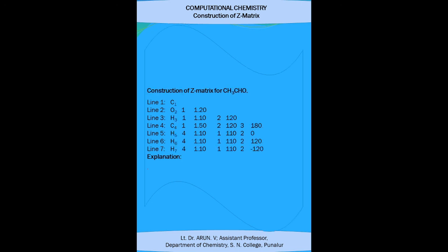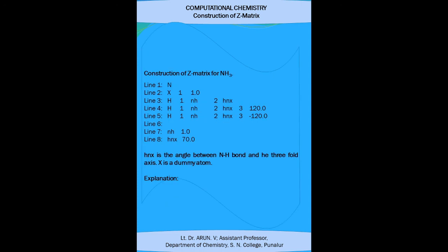This is the Z matrix for CH3CHO. Here we can see these lines, and the explanation is given to you, and you can explain from your own understanding. This is the Z matrix for the ammonia molecule, and you have to explain this.